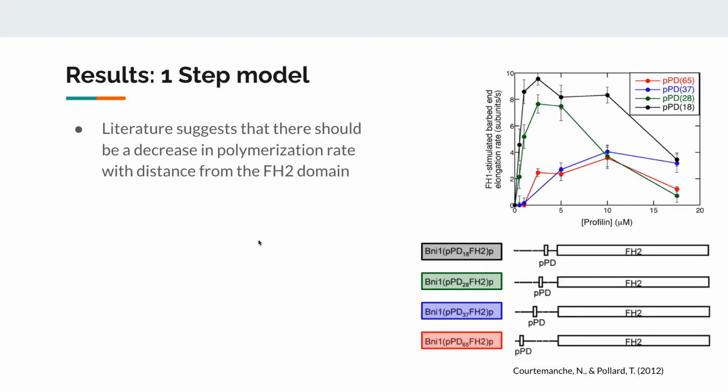However, we ran into an issue using this one-step model, and this was that literature suggests that there should be a decrease in polymerization rate with distance from the FH2 domain, but our model was not showing that, which I'll get to in a second. But here is a figure from a Quartermanche and Pollard paper that used BNI1 constructs with the same PRM sequence, this PPD, at different PRM locations, at different locations along the FH1 domain. And what you can see is that when the PRM is closer to the FH2 domain, this black line up here, the elongation rate is faster than when you're farther away from the FH2 domain.